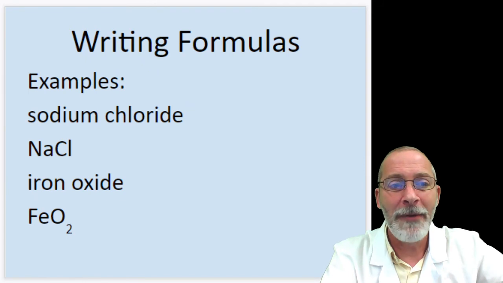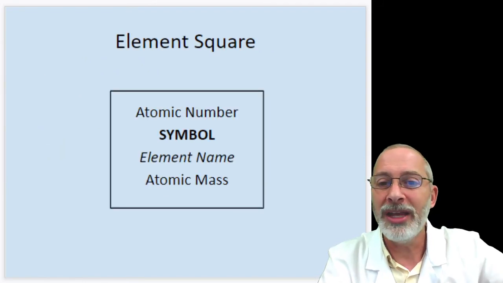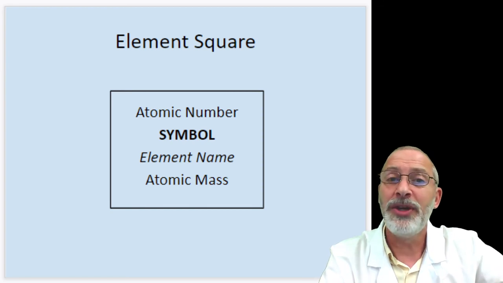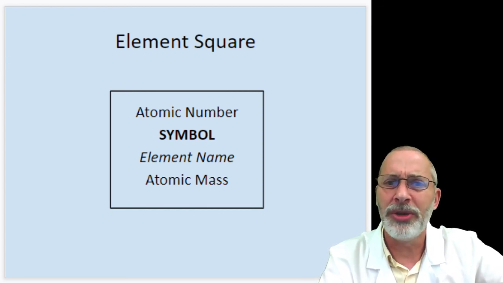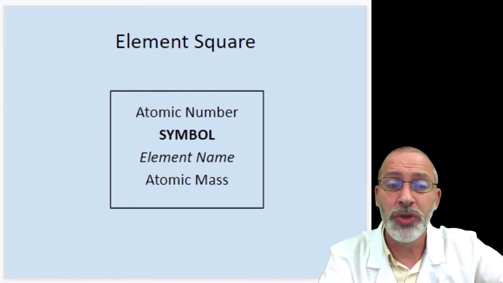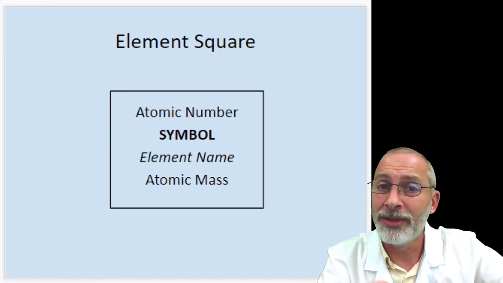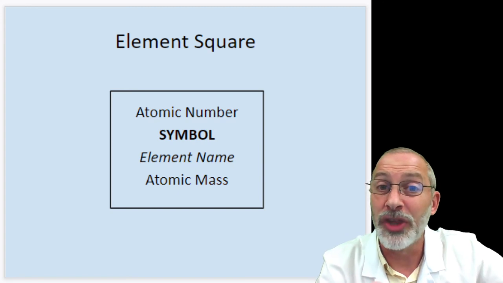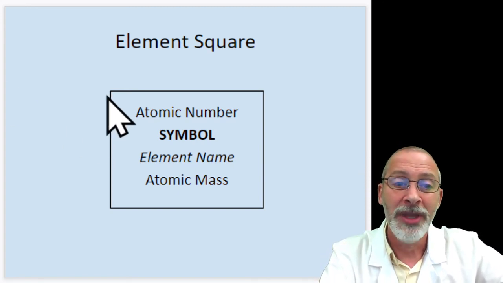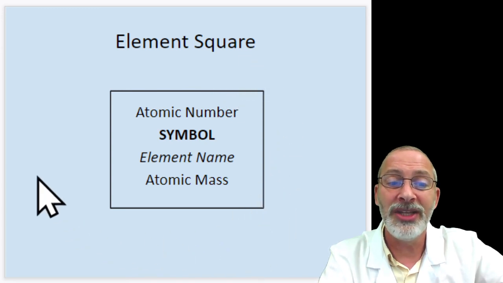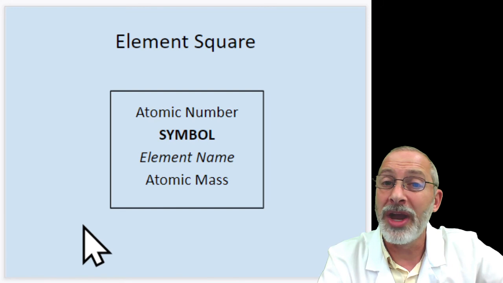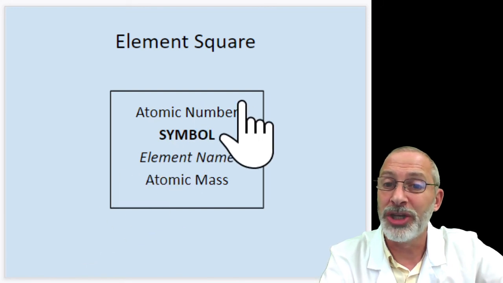Now, by now, you've probably recognized on the periodic table that there's more information than just the symbol and the name. I'm going to introduce this to you now, but again, when we get to the periodic table, we're going to discover the usefulness of this information a lot more. But there are 118 squares called element squares. And these element squares have very useful information.